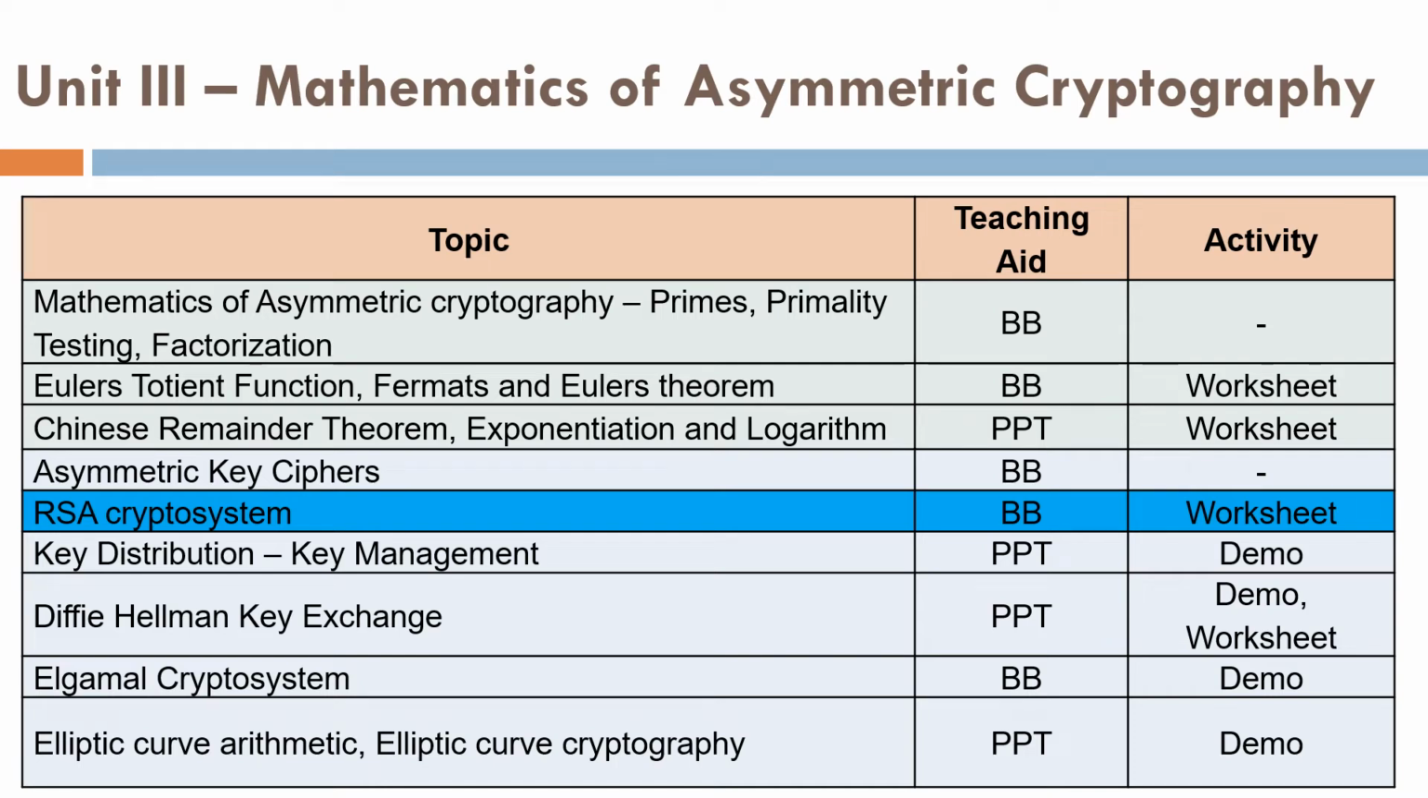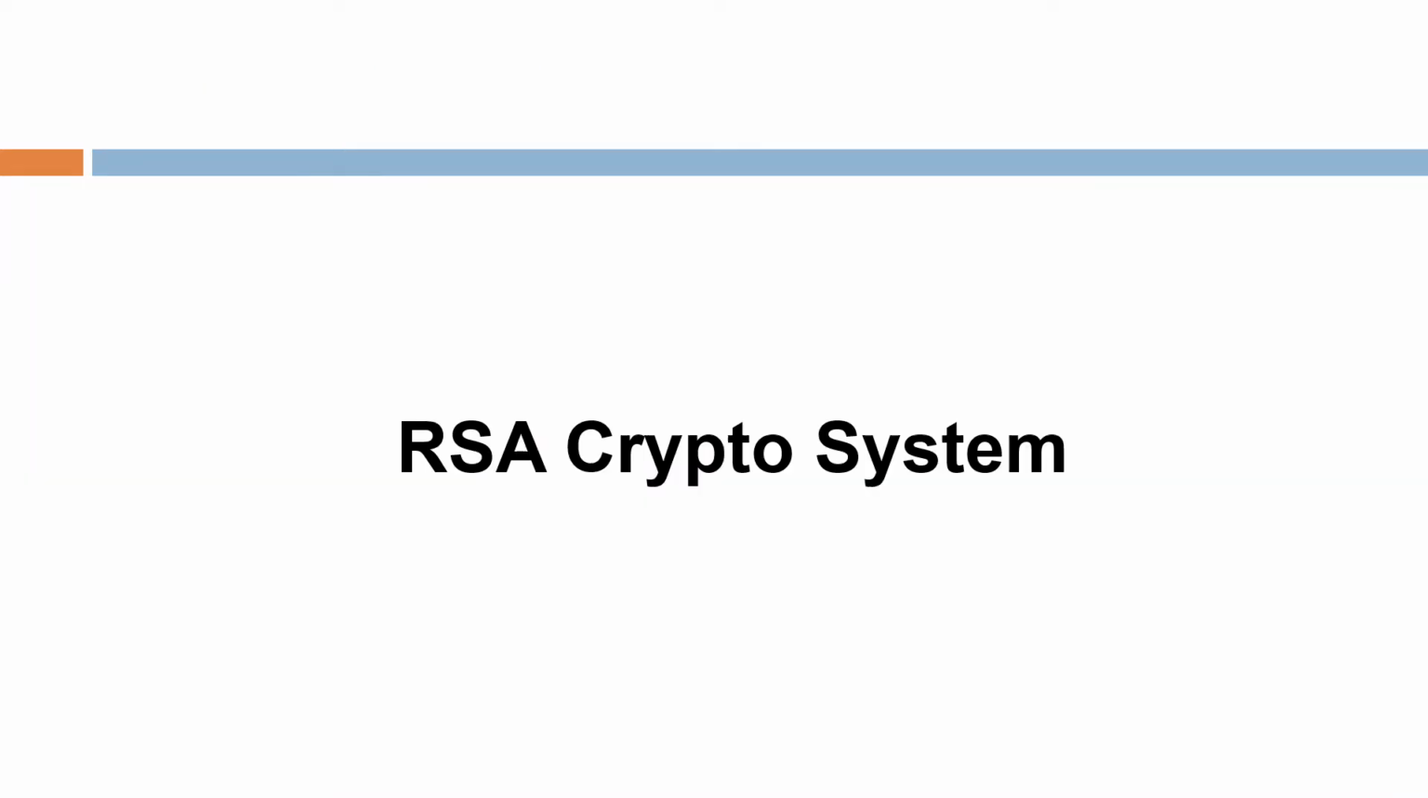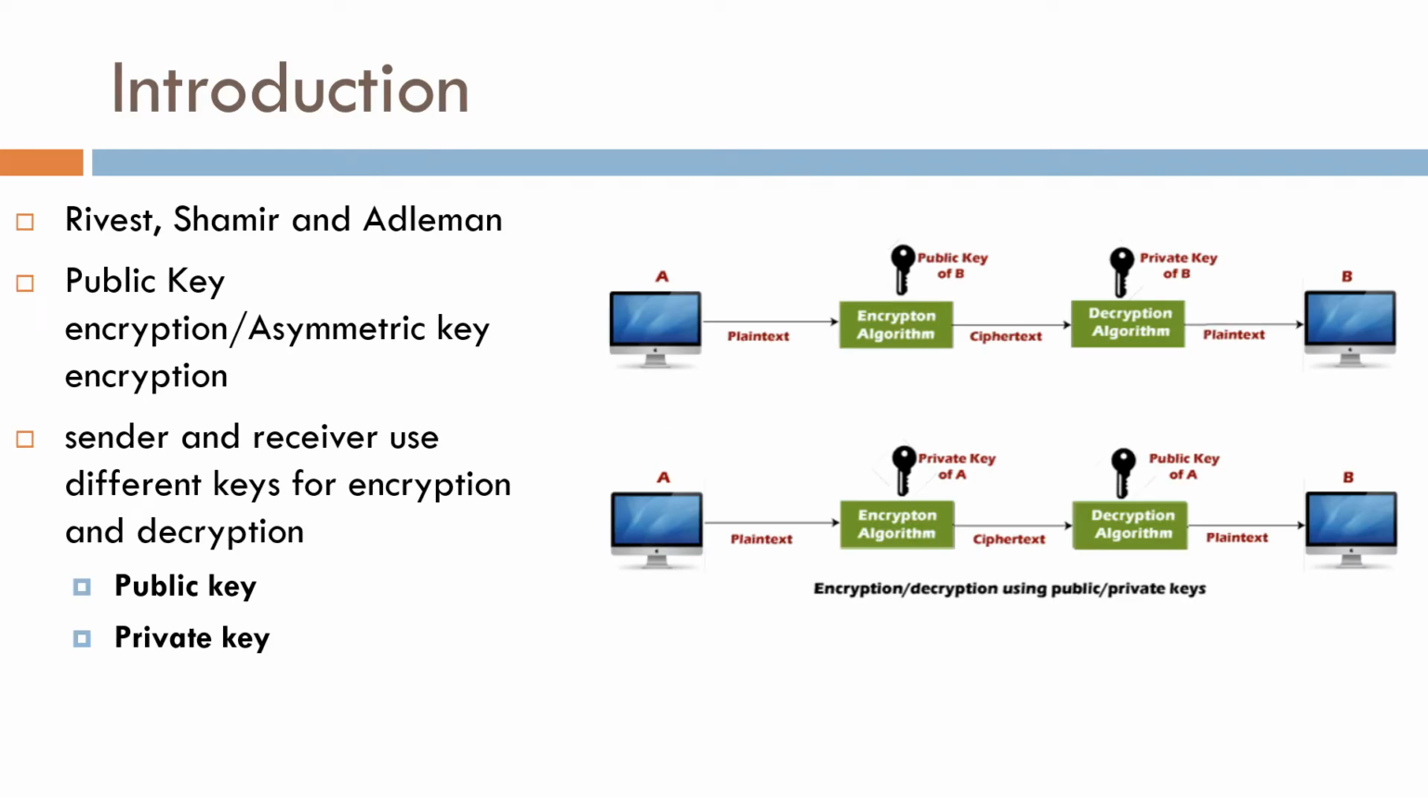Hi students, in this video let's see a famous public key cryptography algorithm, which is the RSA cryptosystem. Let's have an introduction about this algorithm. It was designed by three giant cryptographers, Rivest, Shamir and Adleman.